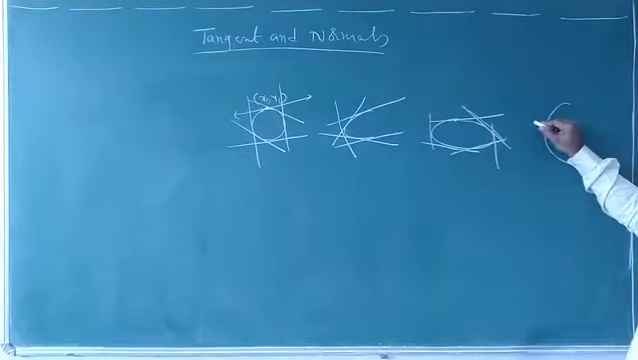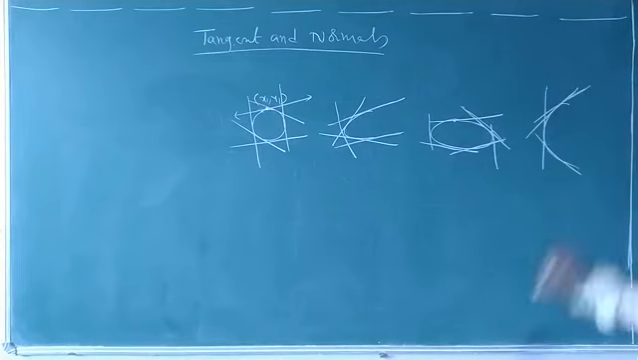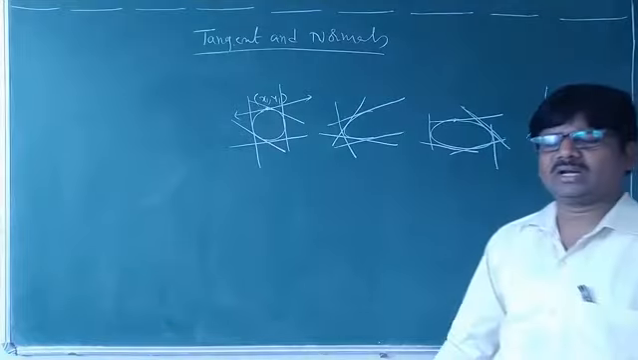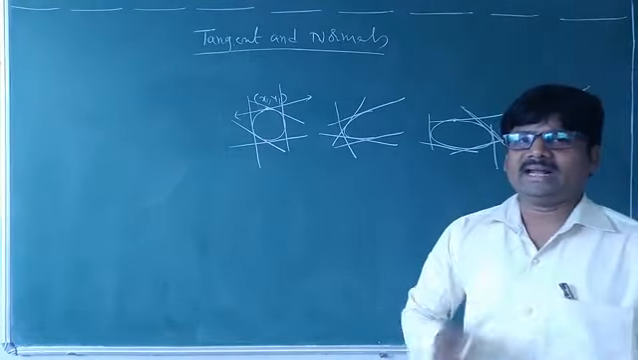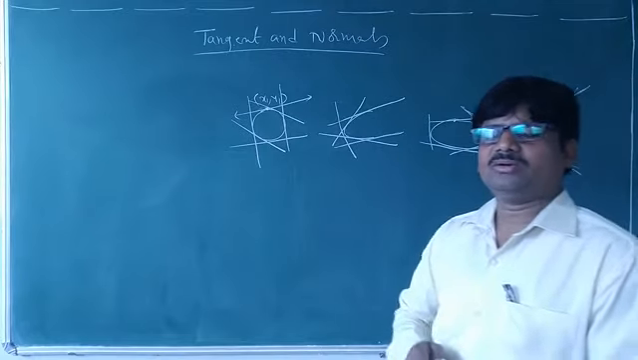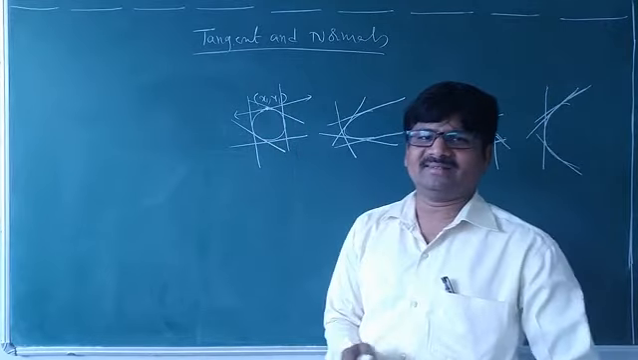If you take a hyperbola, this is a tangent, or else this one is a tangent. Like this, infinitely many tangents you can draw. But at one point, you can draw only one tangent. So tangent means nothing but a line equation.